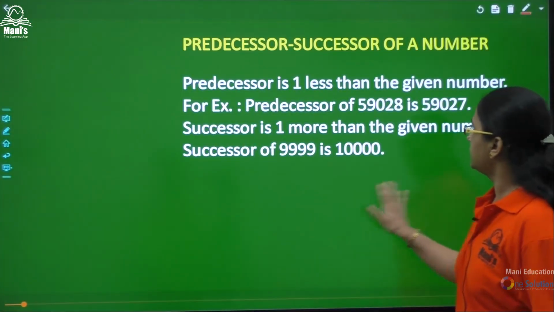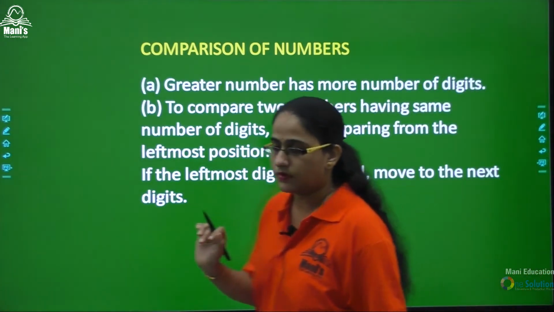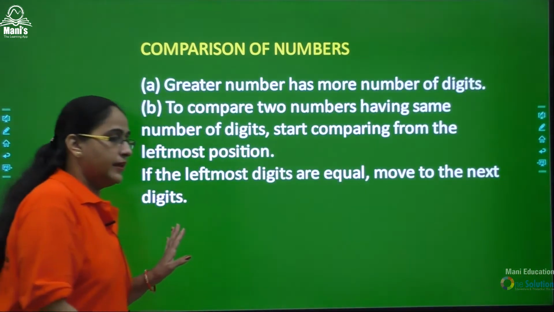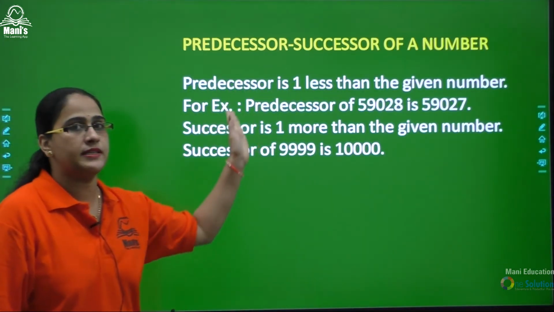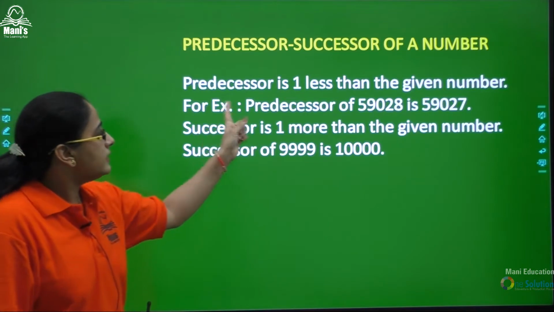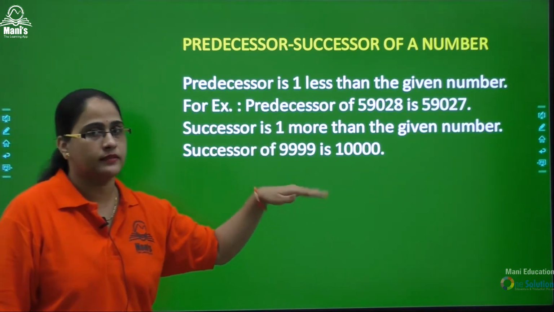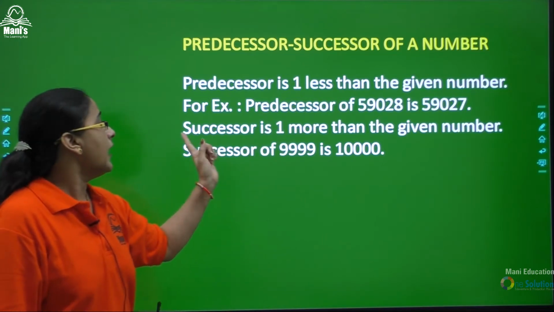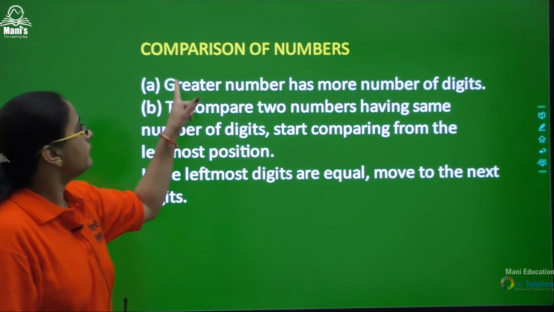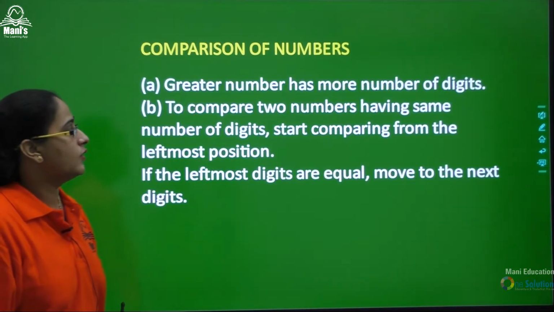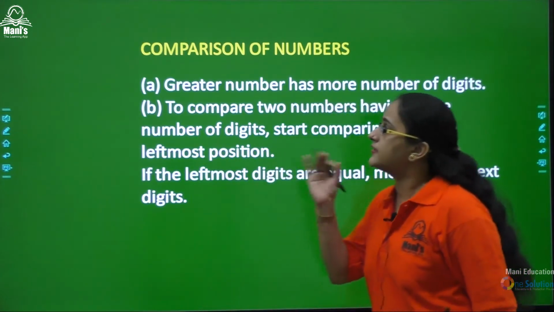Then after this, comparison of the numbers. First of all we discussed predecessor and successor. As it is clear from the definition, predecessor is 1 less than the given number and successor is 1 more than the given number. After this we will discuss the comparison of numbers.